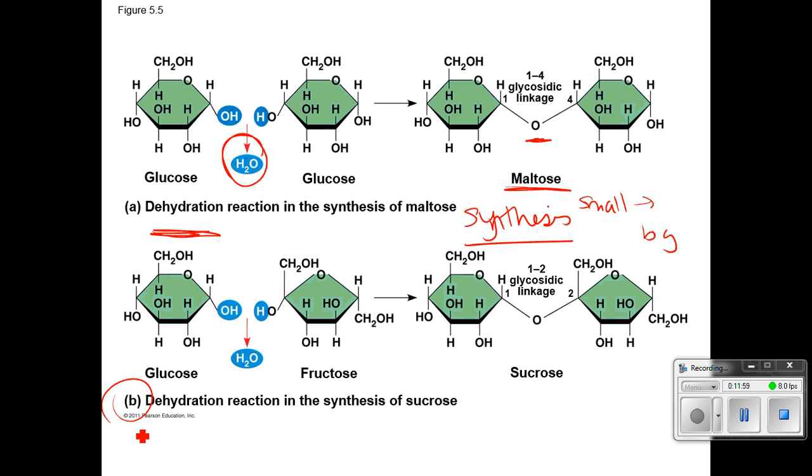A dehydration reaction with the synthesis of sucrose. So you're taking a glucose and a fructose, but they're both simple sugars. You're removing a water from the equation, because that's what dehydration reactions do. And you're producing something called sucrose, which is a disaccharide, because it has two simple sugars combined together.